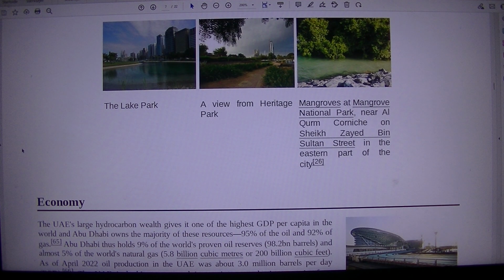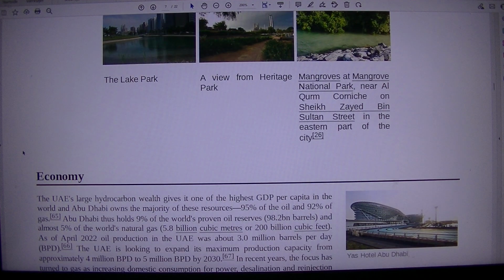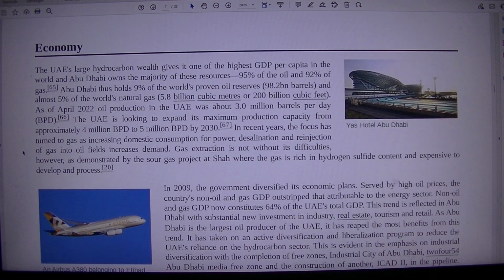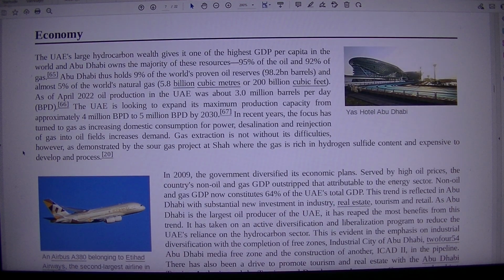A view from Heritage Park. Mangroves at Mangrove National Park, near Alcom Cornish on Sheikh Zayed bin Sultan Street in the eastern part of the city.